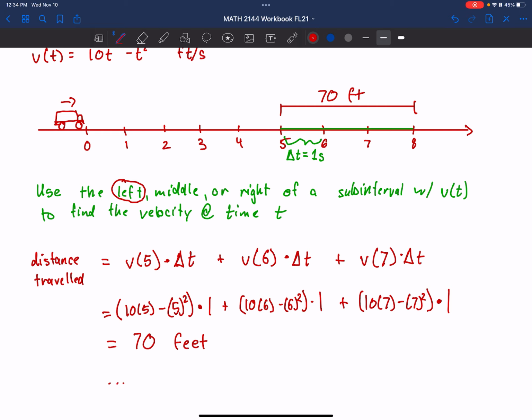But again, I emphasize this is an estimate or an approximation. This is not exactly how much distance was traveled. To figure that out, we would need to use smaller subintervals, because we're ignoring that during that 1 second, the car may have been accelerating or decelerating. We're just saying for that 1 second, it was going at that velocity.